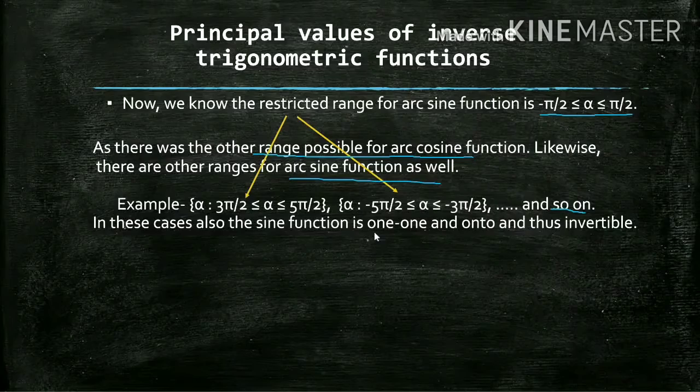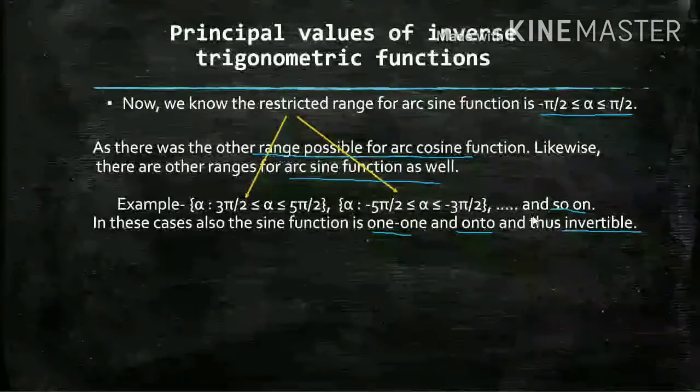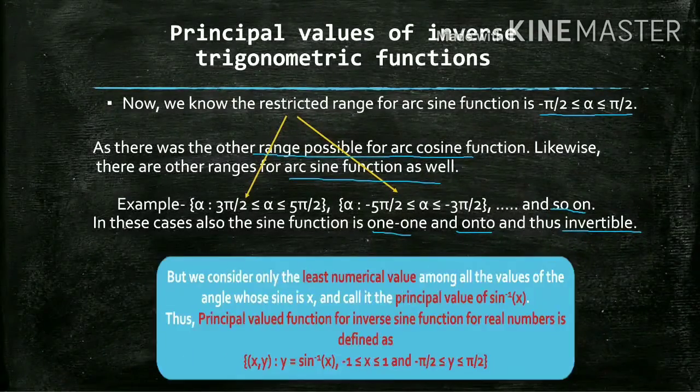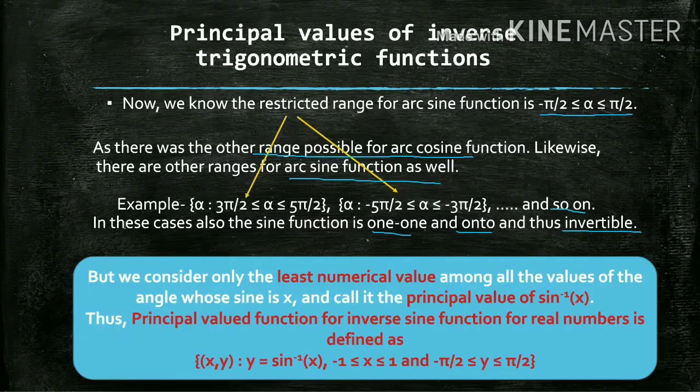in which the sine function is one-one and onto. That means it's invertible, so sine inverse exists. Not only for this range, but for many other ranges as well. So what are we going to do now? We define the principal value. How? We consider only the least numerical value among all the values of angle whose sine is x, and call it the principal value of sine inverse.